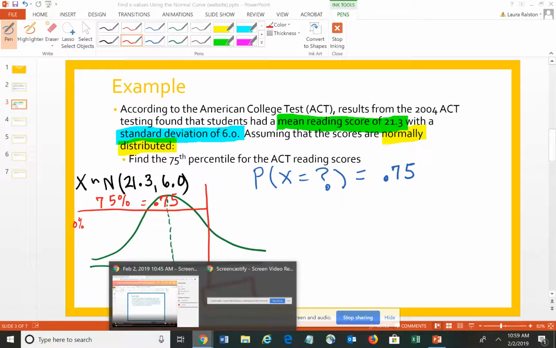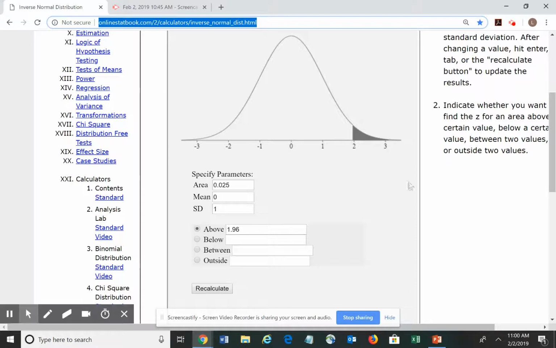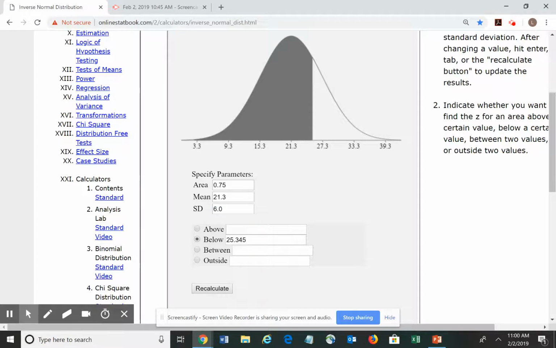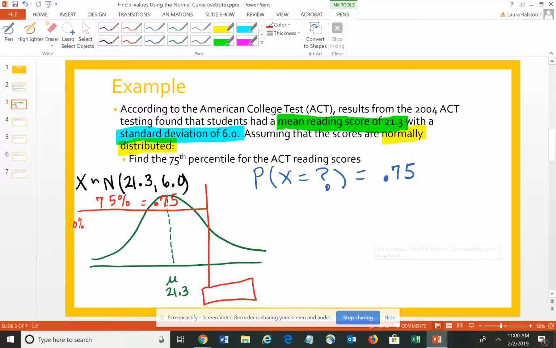So we're going out to a different website. We have to enter the area, which for us is the 75%. The mean, we were told, was 21.3, and the standard deviation was 6. And we're looking for the amount below. When I click the box next to below, it enters the value into the box for me, 25.345. So our cutoff value would be 25.345.